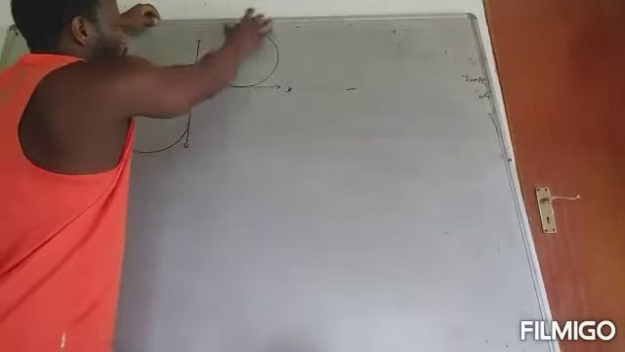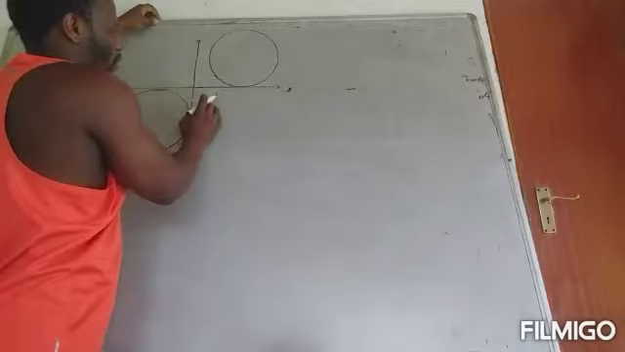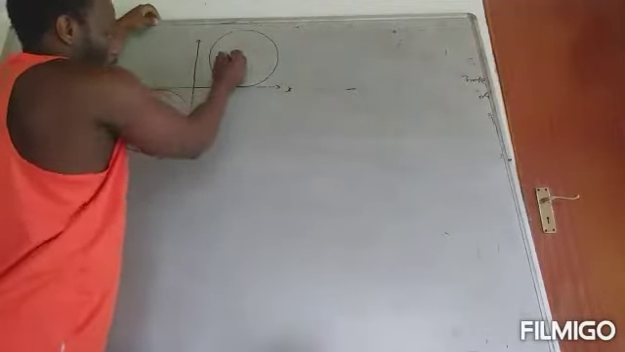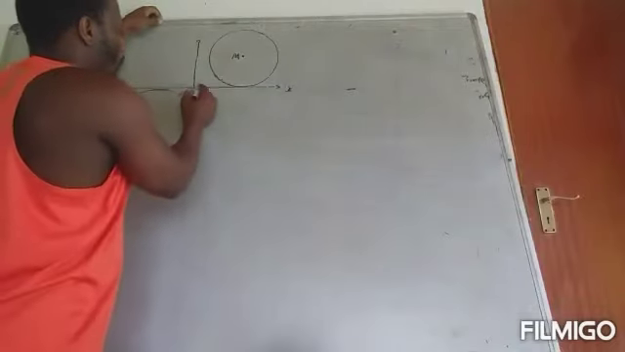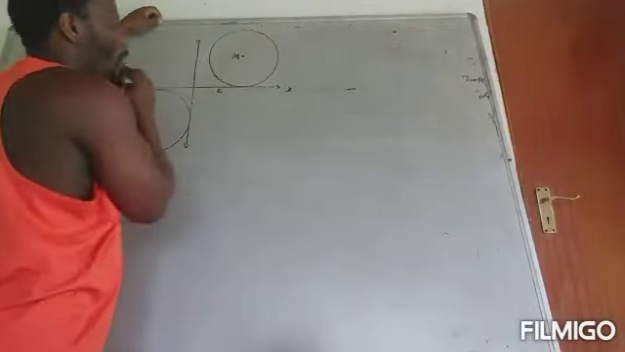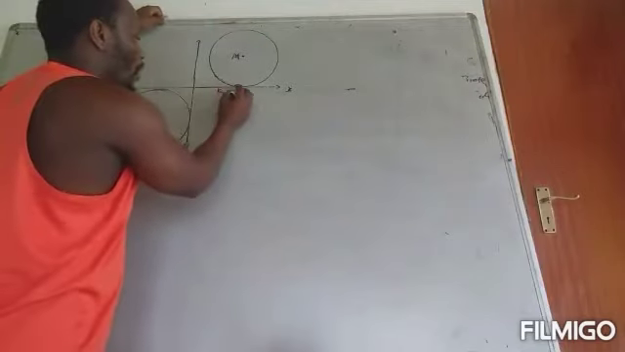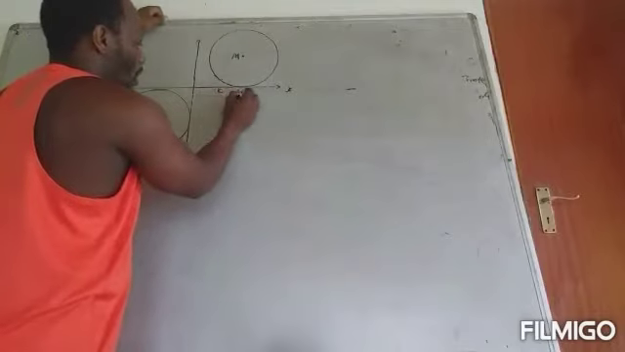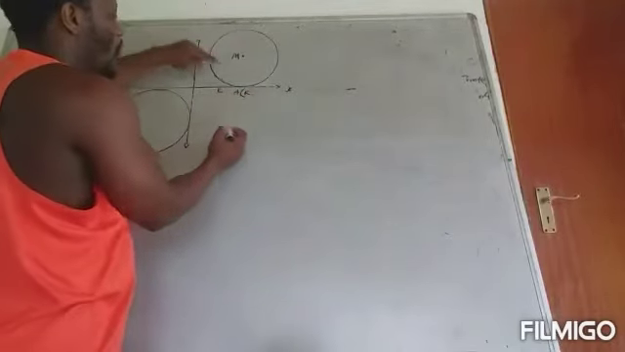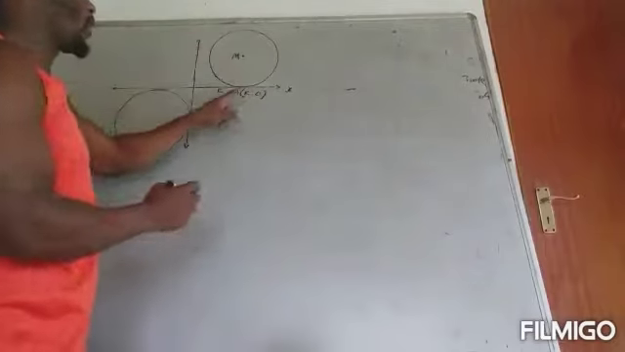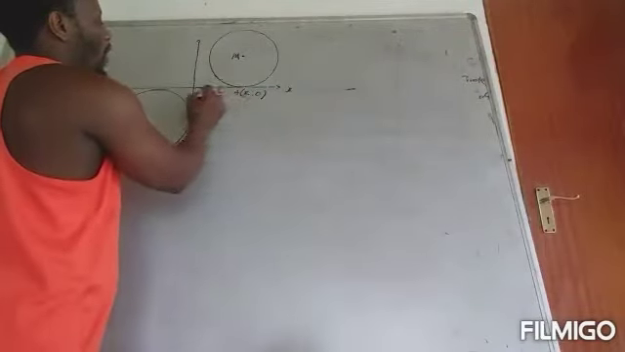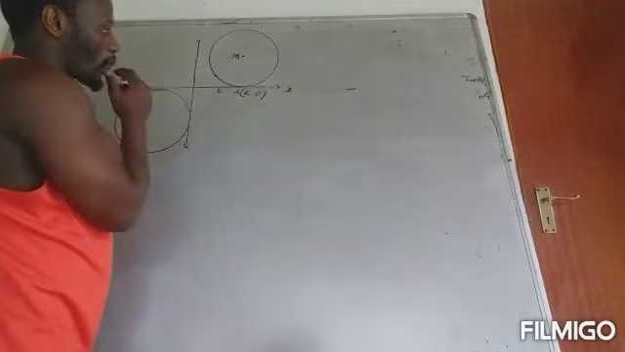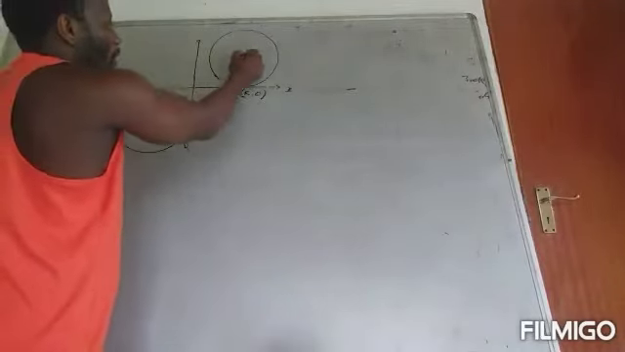So if this circle touches the x-axis, and we also have our center there, and from here to here is k units. So the coordinates of this part, let's say this part is A, is going to be (k, 0). Because this circle touches the x-axis, the y coordinate here is what? Is 0.